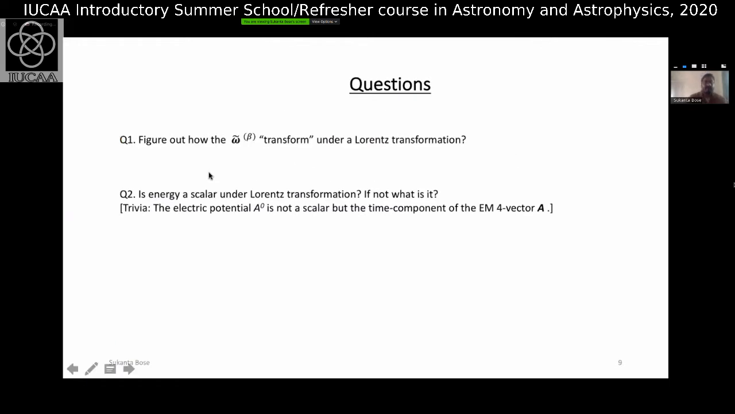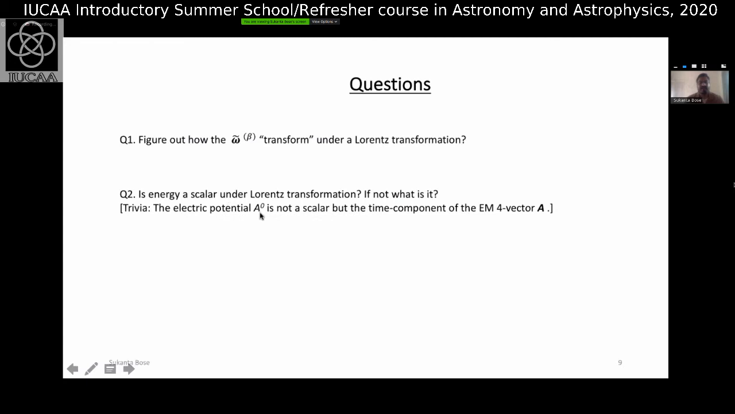And then I have a couple of other questions. We worked out how the basis vectors, the E alphas, transform under Lorentz transformation, right? That is the covariant law, which I showed in the blue box in equation 2. Figure out how the dual basis vectors, omega tilde, will transform under that law. And the hint is that this index is up, so its transformation law should be the same as the transformation law for the components of vectors, what you call contravariant components. Another question: is energy a scalar under Lorentz transformation? The hint is no, it is not.